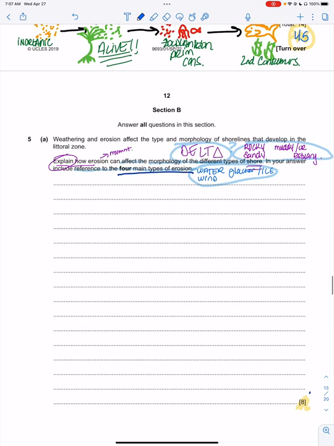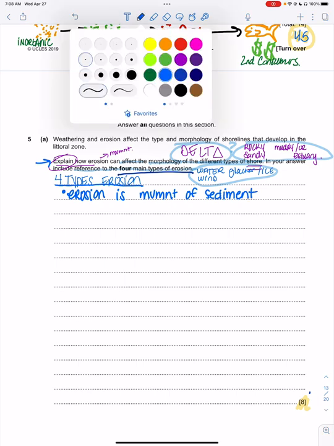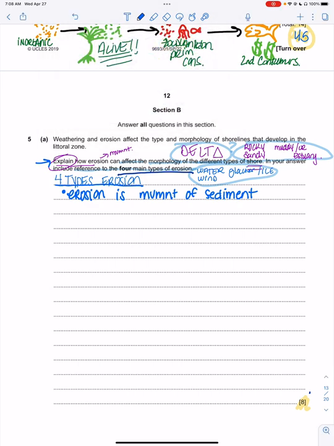Okay. Your four types of erosion. Something else I would put too, who knows if they would take it or not. I've already seen where the mark scheme is different in different places, and I'll talk about that when I do paper two. But I would give a definition because it is an explain command word. So erosion is the movement of sediment, or weathering is the breaking down of sediment. Don't write MVMNT on your test.